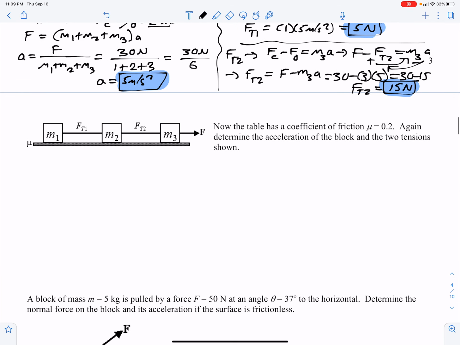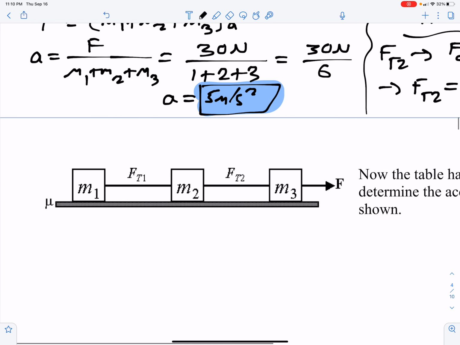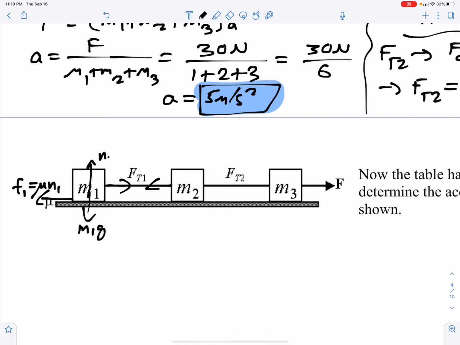Now we're going to redo the exact same problem, but this time we have friction on the ground. So let's redo the diagram. We've got normal force 1. We've got M1G. You've got force tension 1 to the right, and you've got friction 1 equals mu N1 to the left. You've got force tension 1 going to the left of M2.